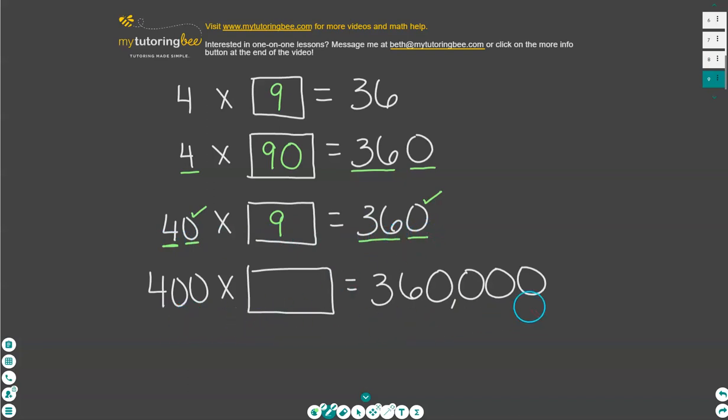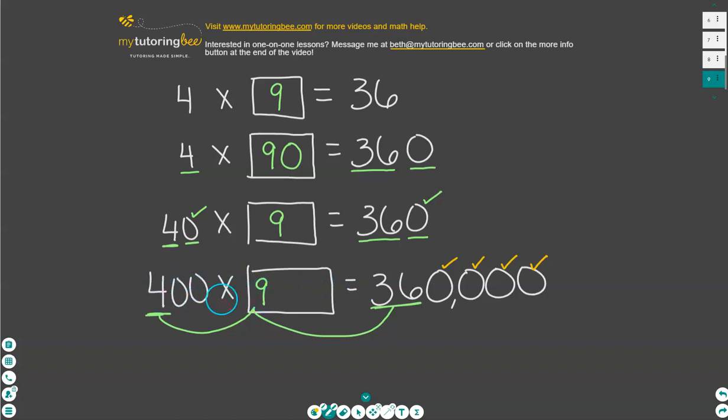All right, in this one, we've got a lot of zeros here. So we already know that this 4 times 9 is going to give us the 36, right? 4 times 9 is 36. Maybe I'll use a different color for this next part. Now we need to figure out the zeros. Well, our answer has 1, 2, 3, 4 zeros in it. That means we need to have 4 zeros somewhere in the factors.